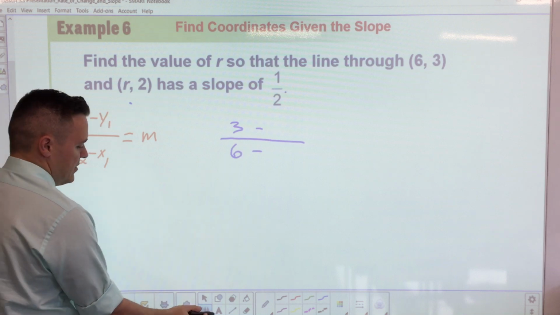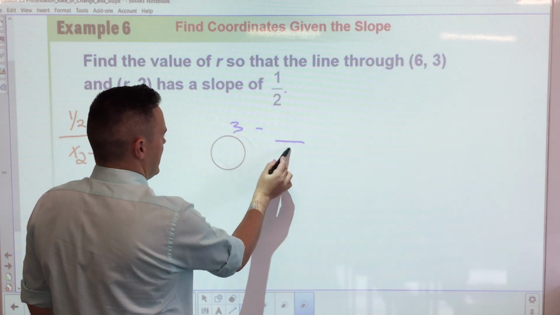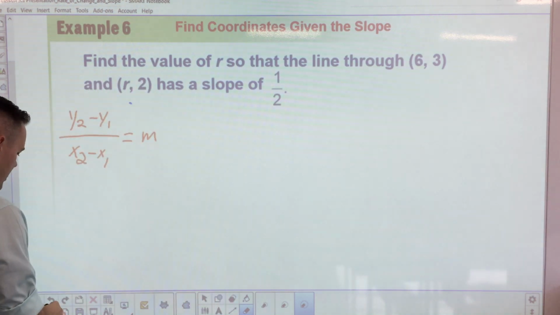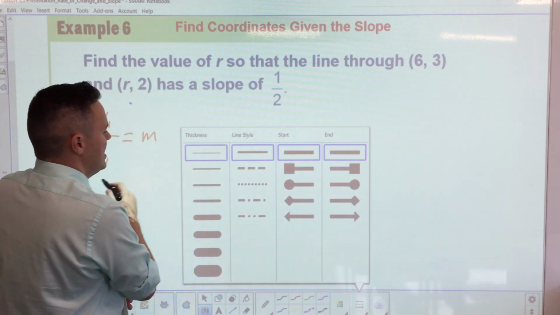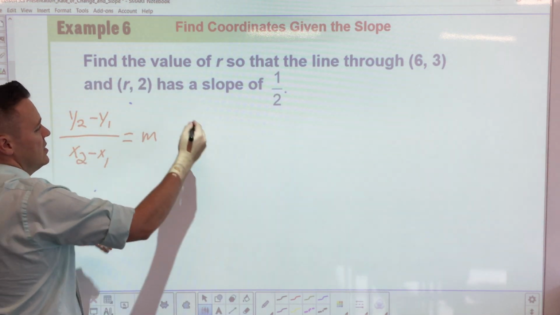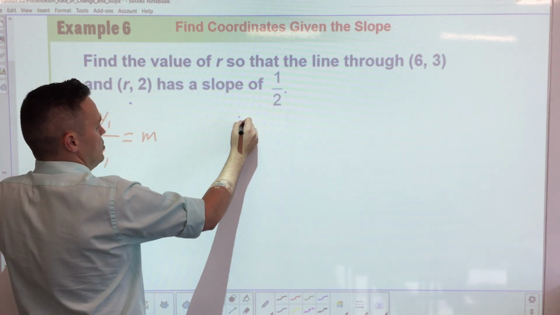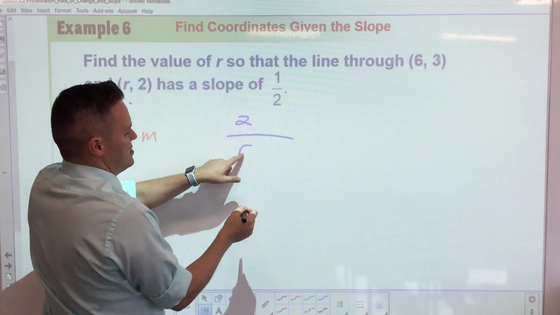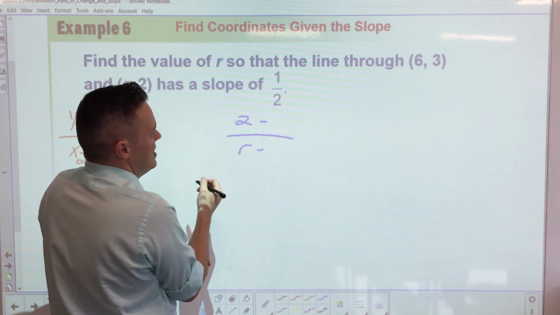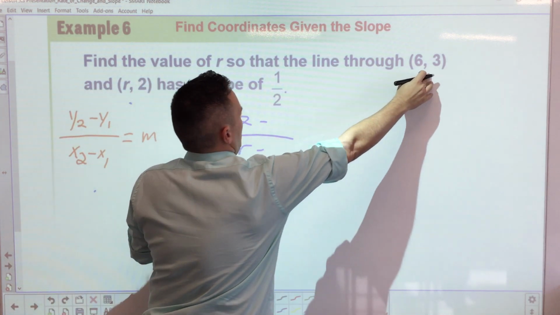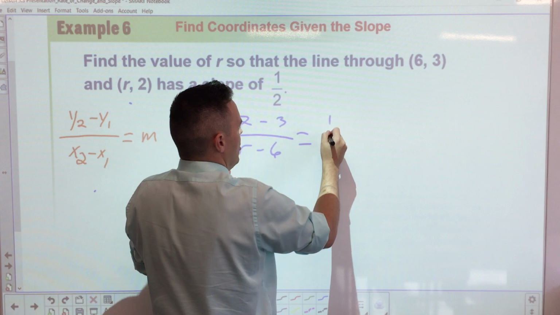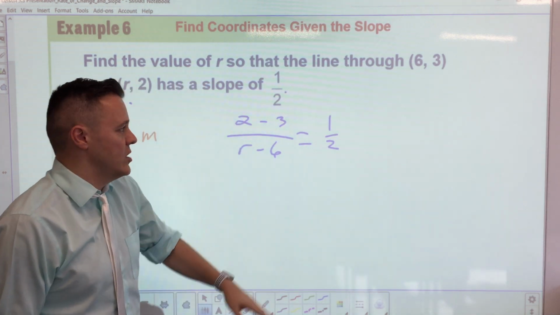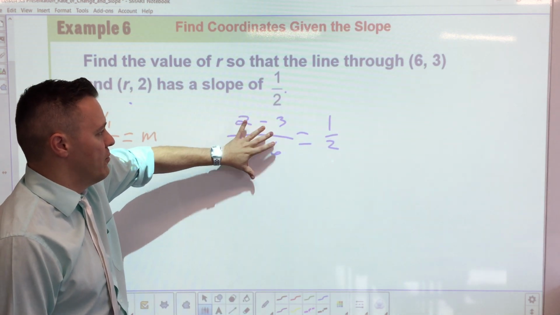So see, this is kind of stuff that you guys can do as you're getting ready to write it out. So if you wrote it down, I apologize. But for me, sometimes it's a thinking process. I want to make sure I get it right. So let's make this one the 2 over r, so that way this variable isn't negative, okay? All right, and then the other point, the y coordinate is 3, and the x coordinate is 6, and your slope is 1/2. So now what you want to do is solve for this.